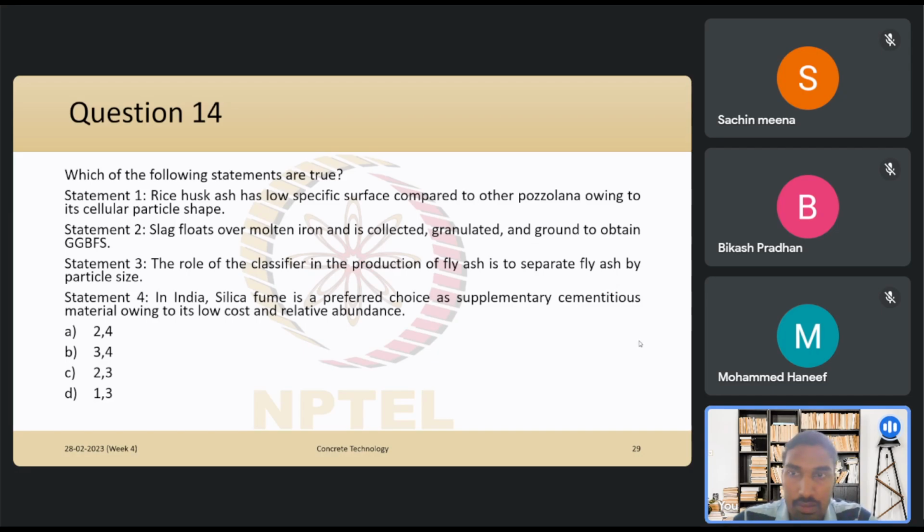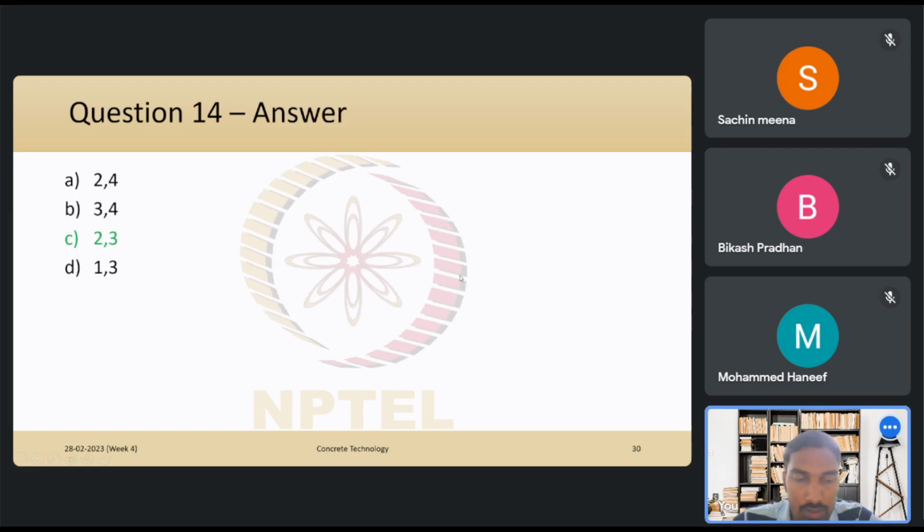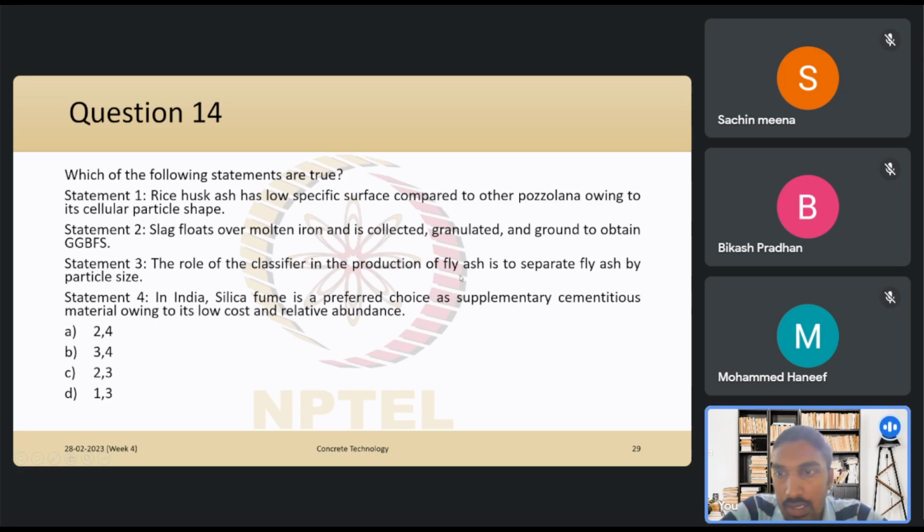So the right option is C, 2 and 3. Right? So statements 2 as well as 3 are true. Statement 1 says rice has a low specific surface compared to other pozzolana owing to its cellular particle shape. So part of it is true, part of it is wrong. It has a cellular particle shape, that part is true, but saying that it has the lowest specific surface compared to other pozzolana is false, right? Because we saw that it has the highest specific surface, right?